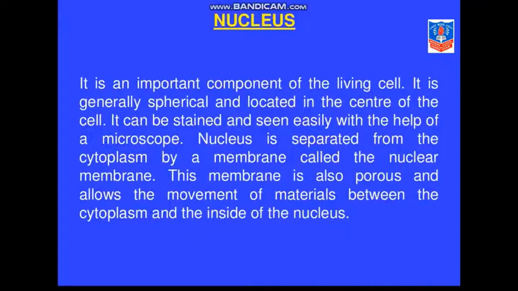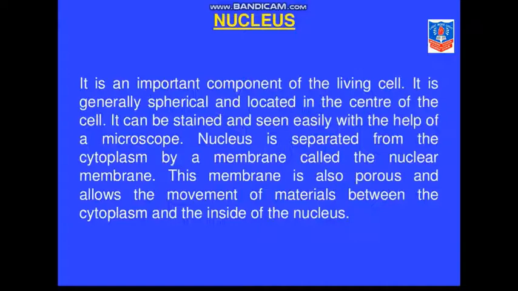Next is our nucleus. What is nucleus? It was in the center of the cell, dark structure. Yeah, a circle type tha, that is nucleus. We saw in the figure also. It is an important component of the living cell. Very important component. It is generally spherical and located in the center of the cell. Center of the cell mein hota hai, and generally it is mostly spherical in shape.